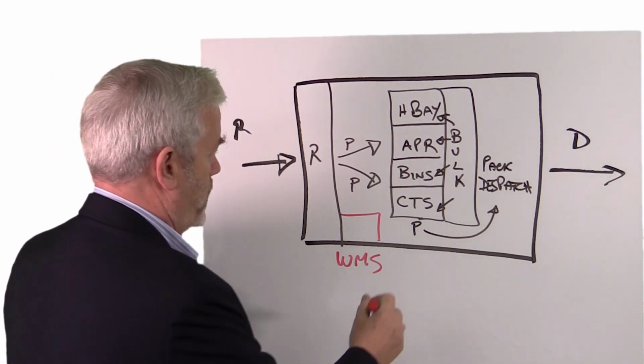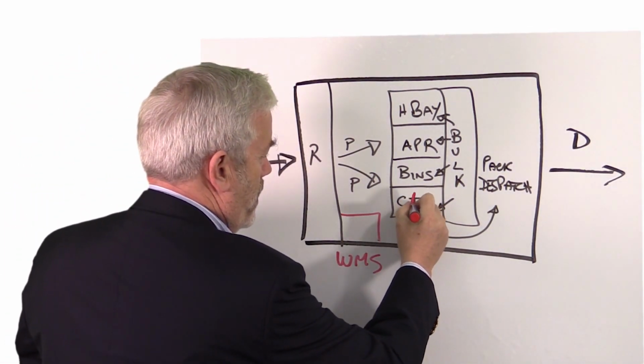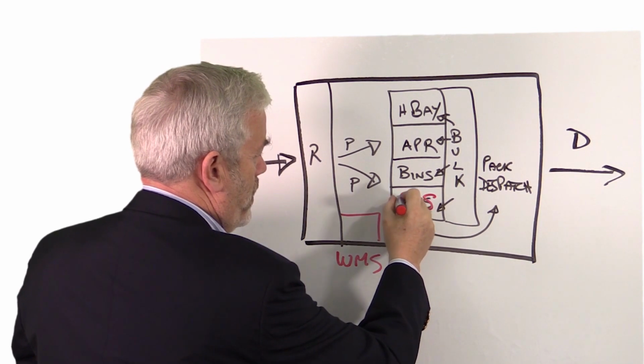Now, obviously, if we have a small carton going through the carton live storage, I don't know why I put CTS there. It's actually CLS, isn't it? Carton live storage. I've got cost to serve on the brain.